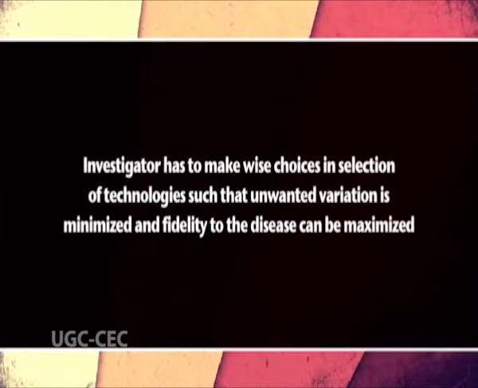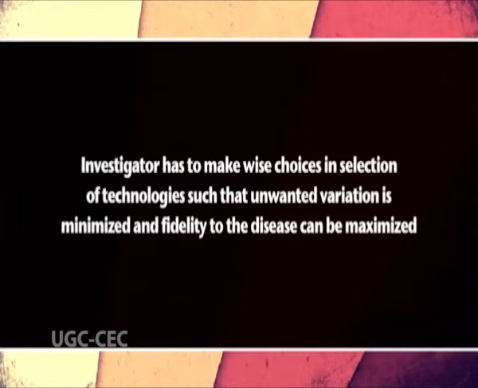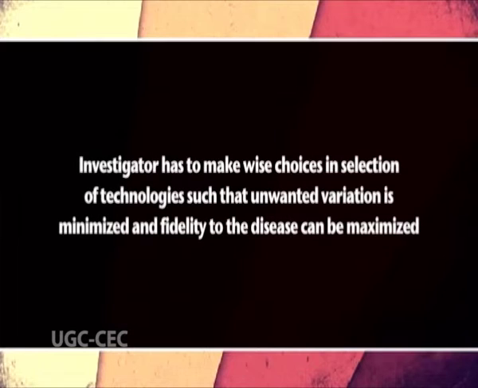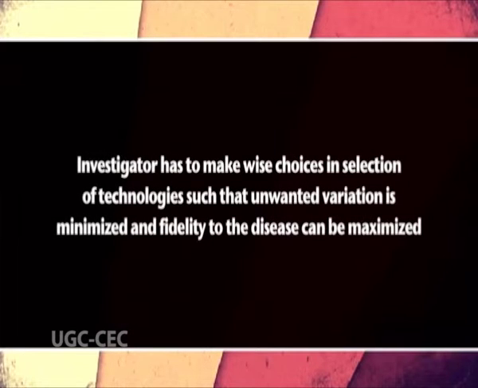The investigator has to make wise choices in selection of technologies such that unwanted variation is minimized and fidelity to disease can be maximized. This is not a cookbook of how to perform gene targeting or transgenics aimed at transgenic or targeting cores, but is intended to aid the investigator in making decisions about which approaches are best suited for achieving their experimental goals, while highlighting some of the pitfalls associated with different approaches.